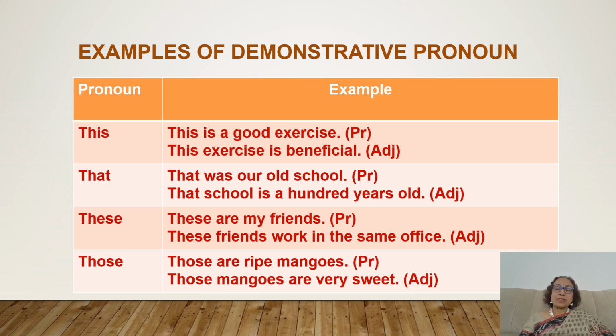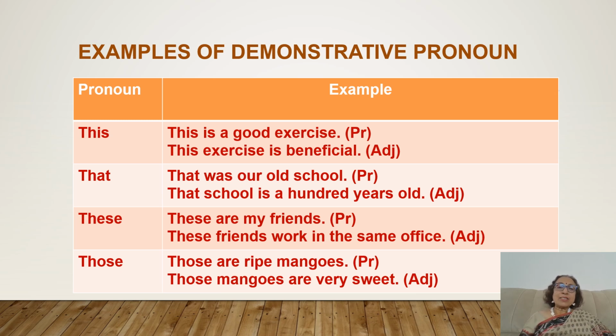This is a good exercise. We are talking about the exercise, but we are pointing to the exercise. That is what demonstrate means. Demonstrate is to show, to point out, and that is what this word is doing. Now look at the next sentence. This exercise is beneficial. Beneficial means it helps you. It makes you healthy. So this exercise is the noun, I already told you.